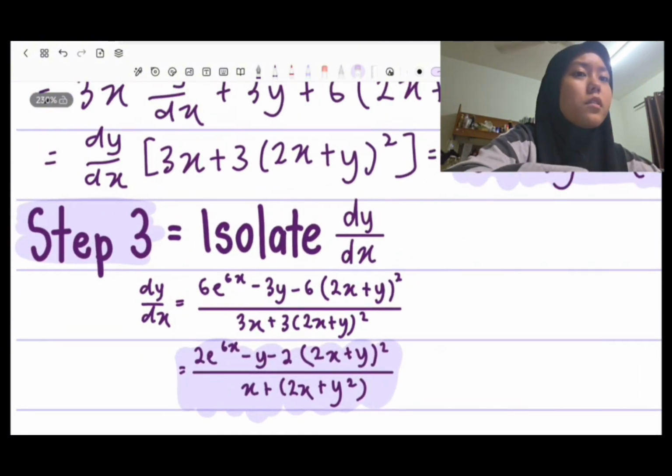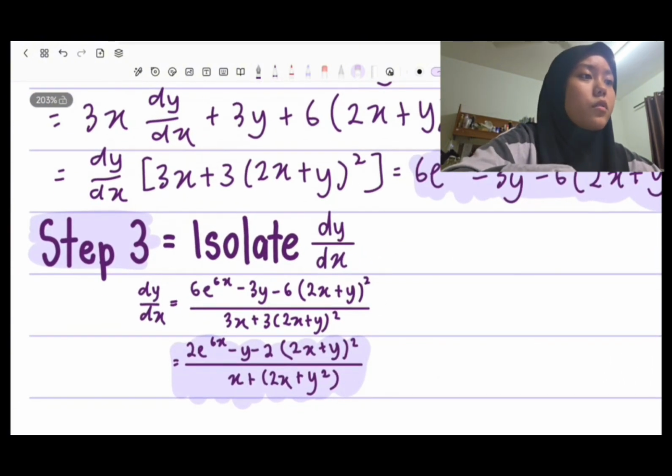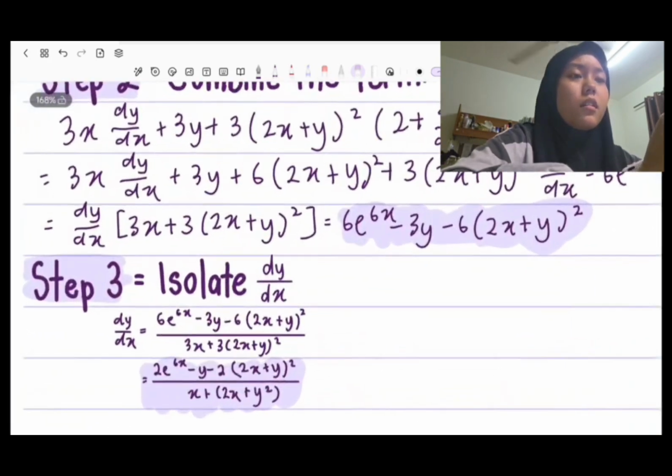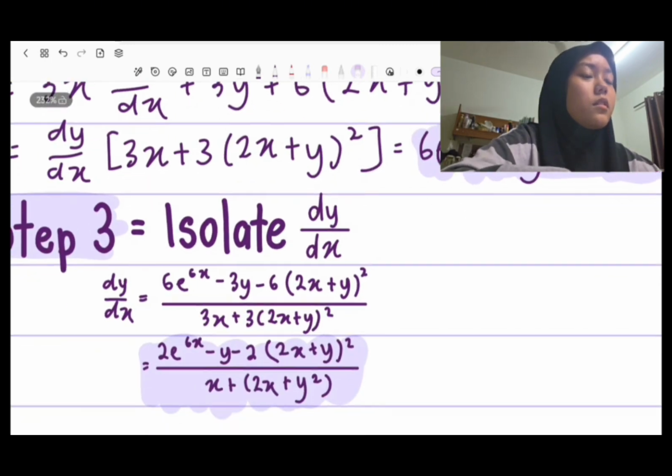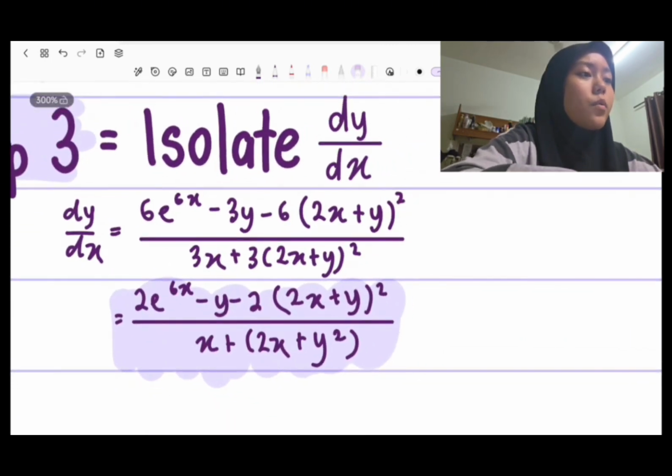As from the previous step, which is step 2, you can see that there are 3x plus 3 in bracket 2x plus y to the power of 2 sit with dy over dx, right? So you need to bring the equation to the back, so it will become 6e to the power of 6x minus 3y minus 6 in bracket 2x plus y to the power of 2, divided by that equation, which is 3x plus 3 in bracket 2x plus y to the power of 2.